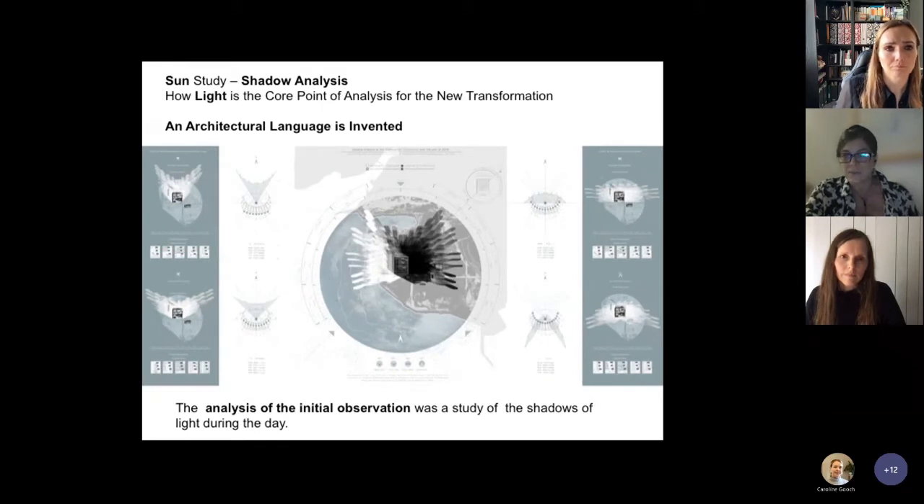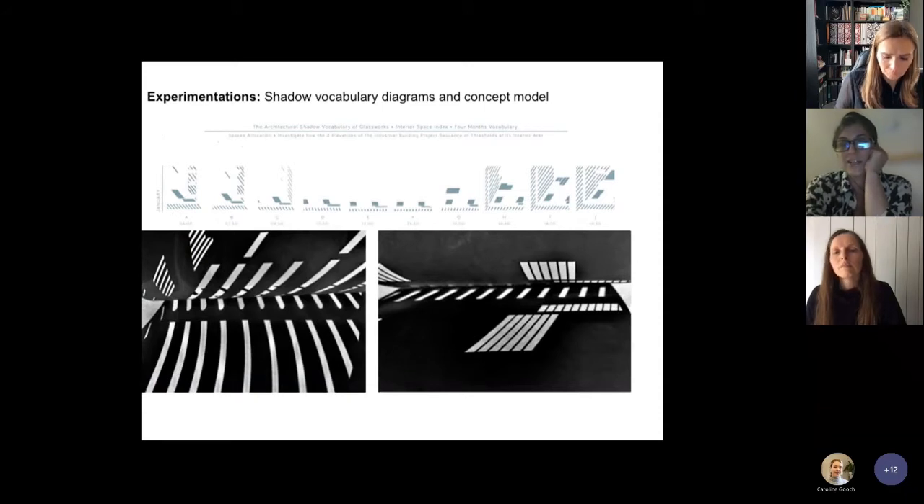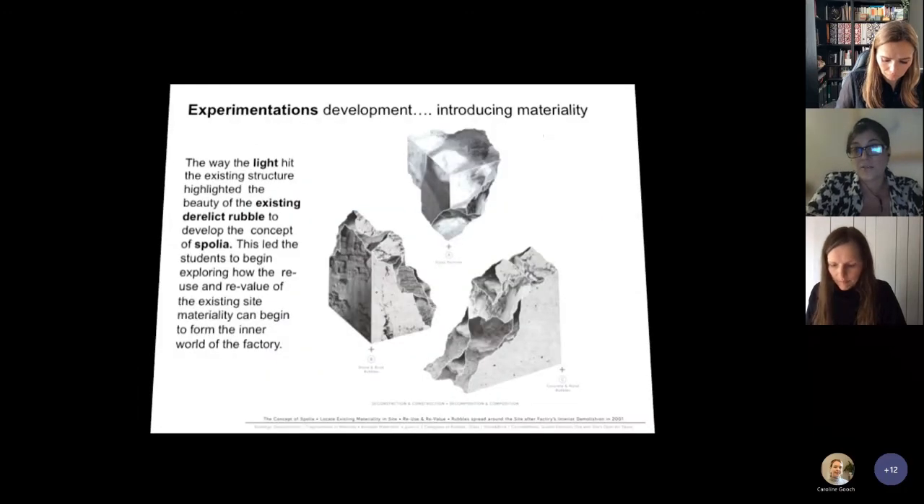This is a view in plan of how the light moved around her building. She used that to begin to develop her own architectural language. She started looking, I think she did 4 months of analysis. She can probably confirm that in a little while. And this is January here, where she produced a series of what she called architecture shadow vocabulary, analysing how the light created shadows around the building, and made a series of concept models as well, using the shadow vocabulary.